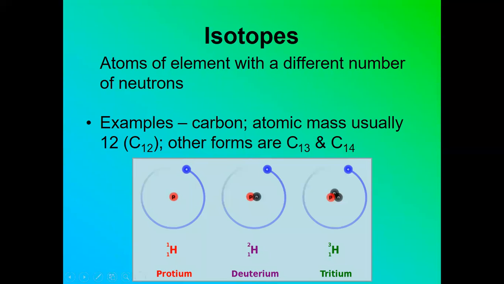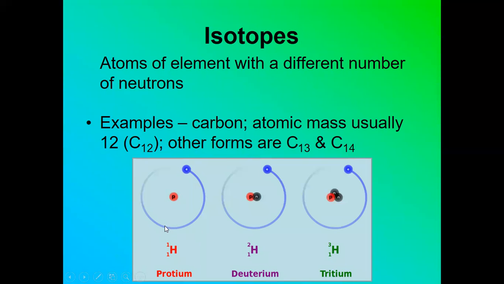Okay, I told you that we were going to start to change some of the subatomic particles. So here we go. An isotope is an atom of an element that has a different number of neutrons from the normal. So let's go down here and let's take a little look.